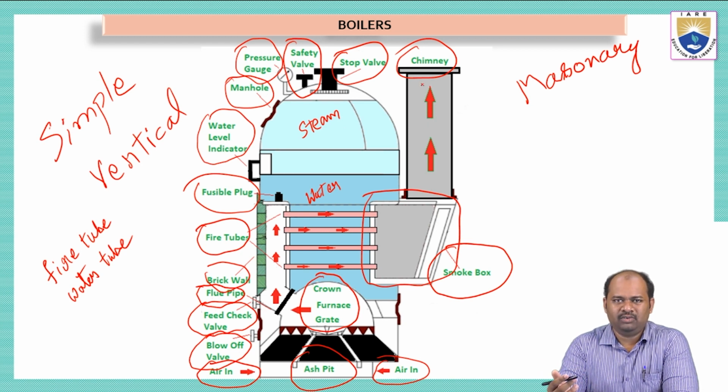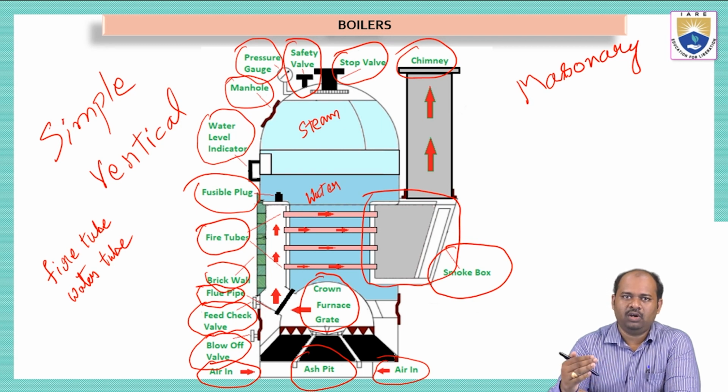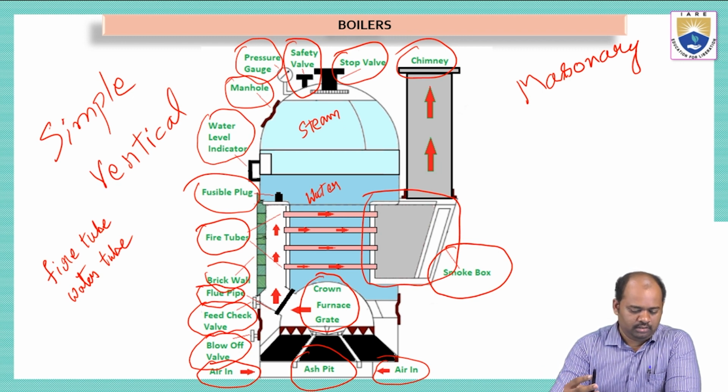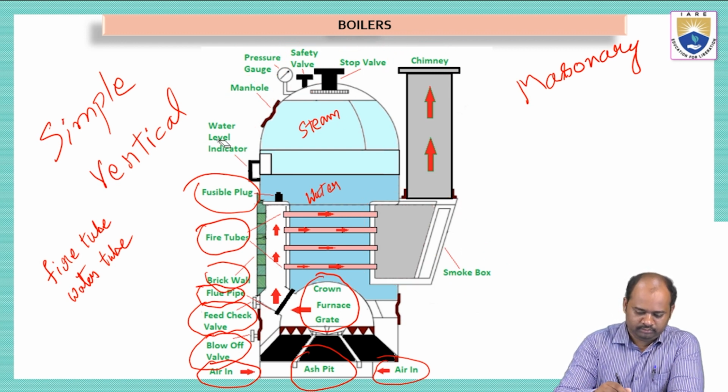Now, after going into the atmosphere, the harmfulness of these gases is reduced to a very high level, so they are no longer problematic to the atmosphere. So then the hot gases will be sent outside into the atmosphere. Okay. So these are all the parts of the boiler.